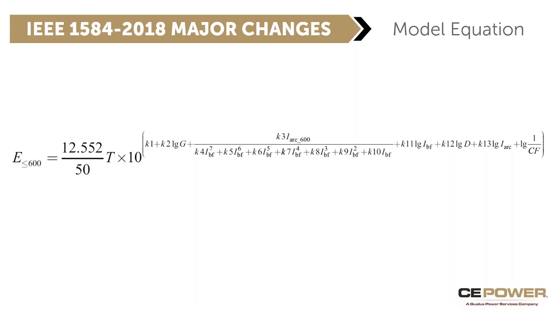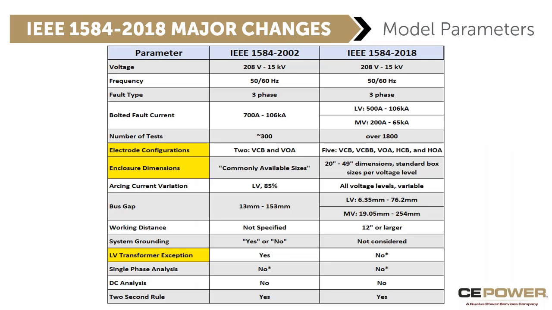So with that, we'll go into all the parameters. We'll throw all of them up here and look at how they changed, and then we'll dive in to a few key ones. The focus of this update is going to be those highlighted in yellow, but we'll go through all of them and talk about if they changed and why. So the first one is the voltage range. That didn't change between the two models, still 208 volts to 15 kV. Frequency didn't change, still 50 and 60 hertz. Fault type didn't change either, so it's still three-phase faults.